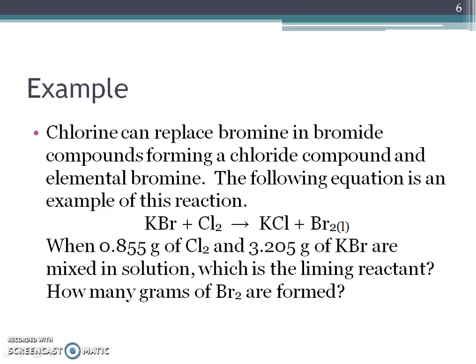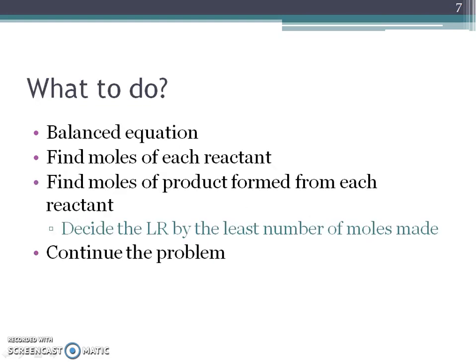So here's an example. At this point, if you want to pause and see if you can do the problem, now that you've seen them prior and you did this all in Chem 1, see if you can get the answer. If not, again, play. And I'm going to show you what I do. Again, the balanced equation, find the moles of each reactant, find the moles of the product that can be formed from that reactant, decide the limiting reactant by the least number of moles made, and then finish the problem.